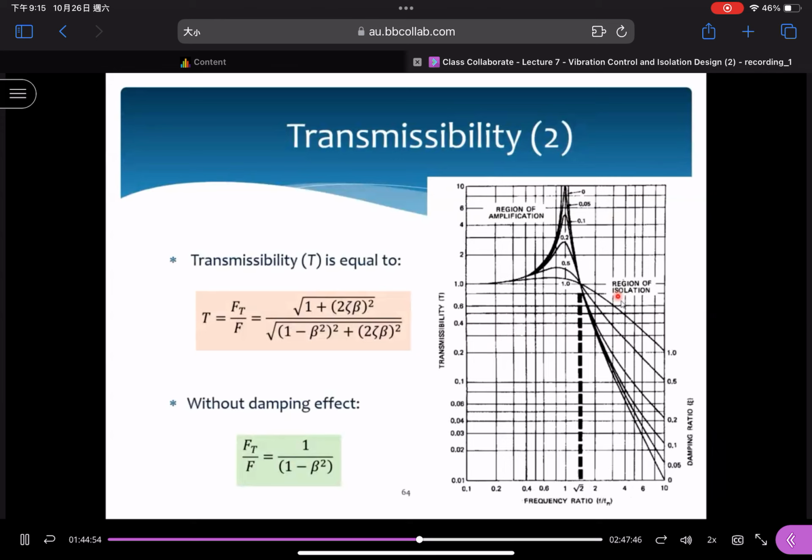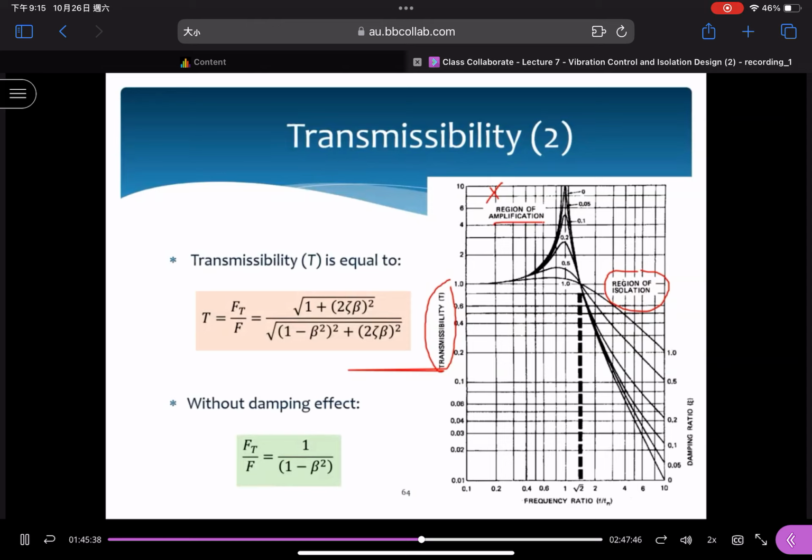So when you take a look at this one, this is the regional isolation. We always want to achieve this region, not the other one. If we want to achieve this one, this is what we call the regional amplification. Okay, I explain again. This is the transmissibility. We want to design a system to go to this region, regional isolation. We don't want the system to be in the regional amplification. Okay, if under these regions, it means that resonance occurs. Okay, you could amplify the sound effects, vibration effects.